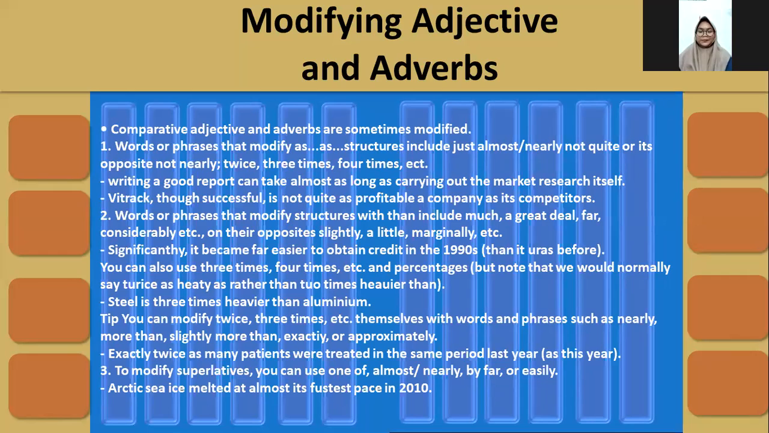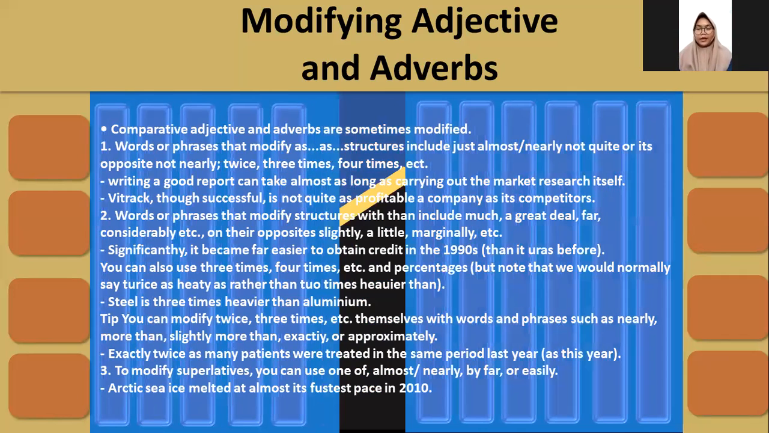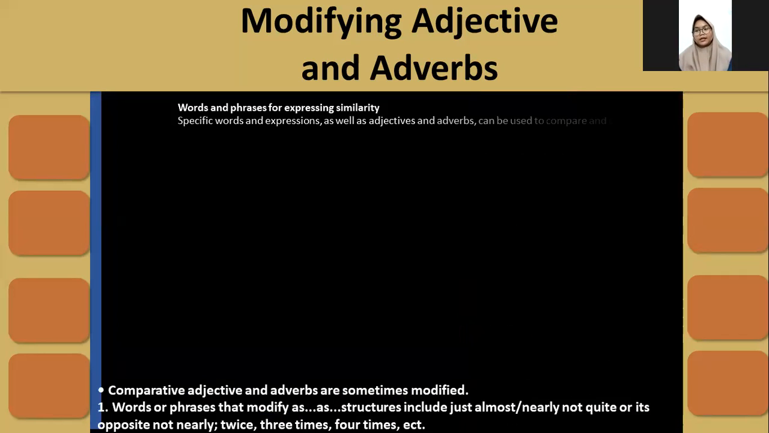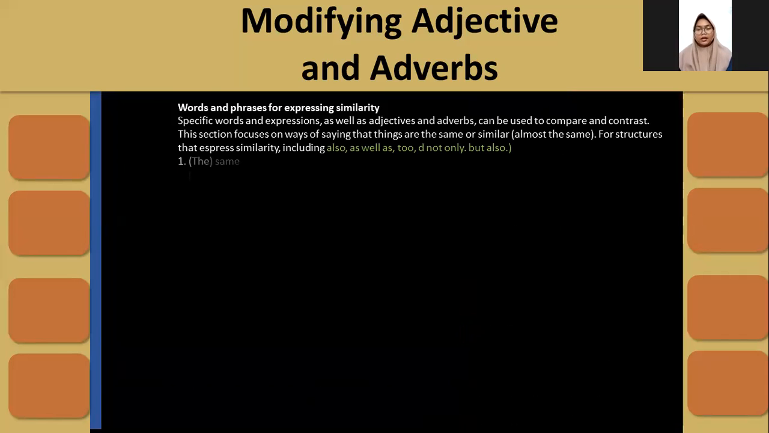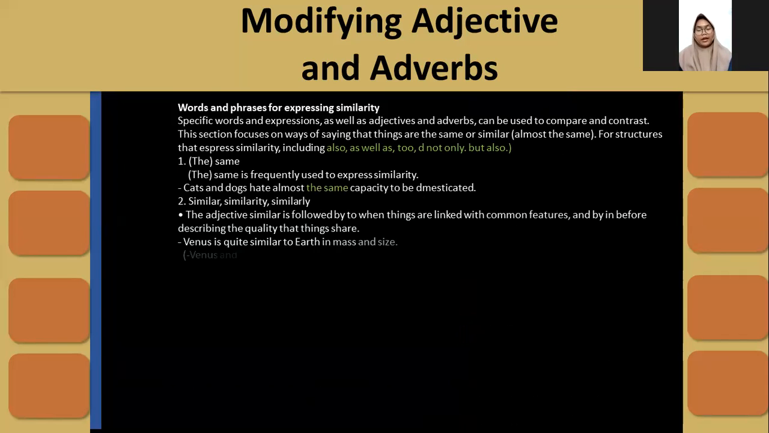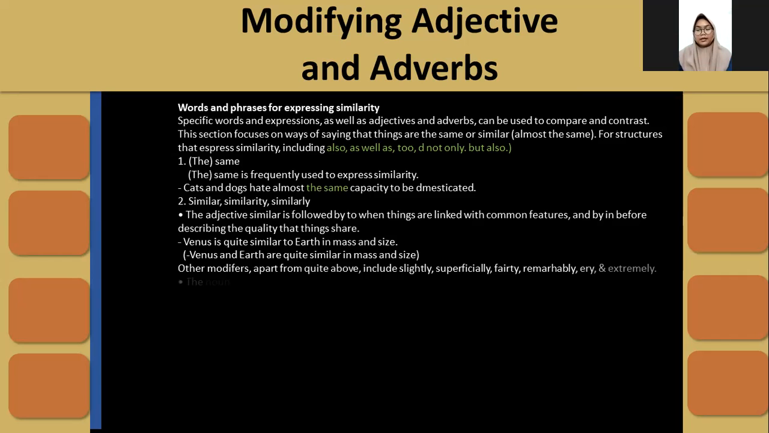Okay, I'm sorry. I'm going to explain modifying adjectives and adverbs, and then words and phrases for expressing similarity. Modifying adjectives and adverbs: comparative adjectives and adverbs are sometimes modified. The first is a word or phrase that modifies as... as... structures.